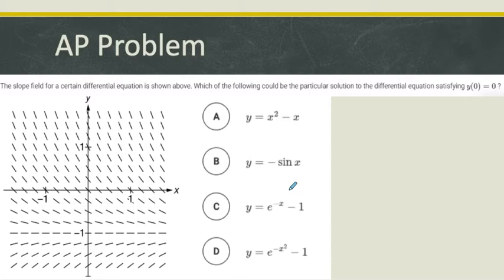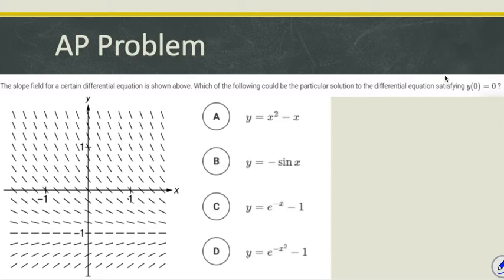Now, let me just show you how this right here is useless information. Because if I plug 0 in for the x's, I get 0. If I plug 0 in for x here, I get 0. If I plug 0 in for x here, I get 1 minus 1, which is 0. Same thing here. So these all fit that criteria that y of 0 is 0. So that piece of information actually does not help me at all.